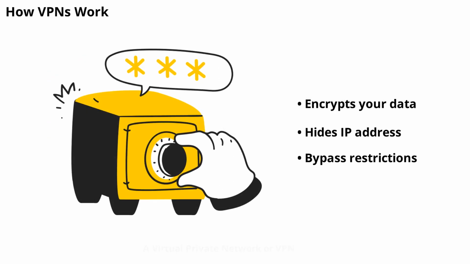A virtual private network, or VPN, creates a secure tunnel between your device and the internet. VPNs encrypt your data, hide your IP address, and let you access content from different regions. They're popular for privacy, security, and bypassing geographic restrictions.